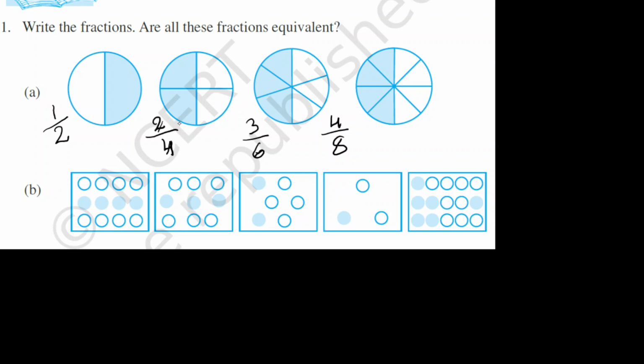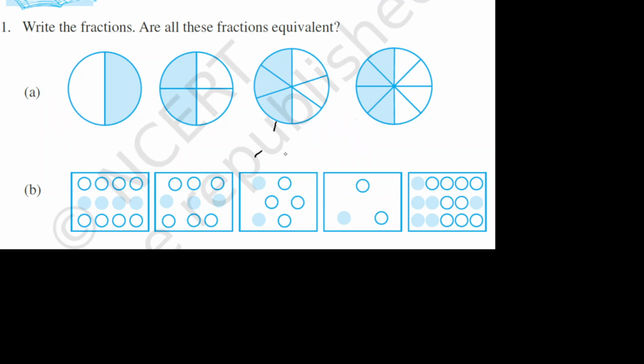of all these fractions. Here the simple form of 2 by 4 is 1 by 2, and the simplest form of 3 by 6 is also 1 by 2. Similarly, the simple form of 4 by 8 is also 1 by 2. So, the simplest form of all the fractions is equal. So, all these are equivalent fractions.